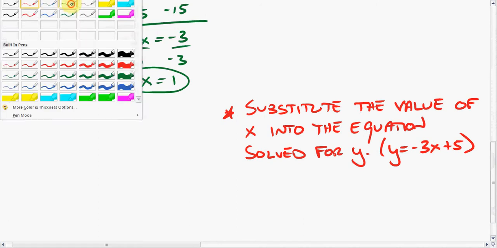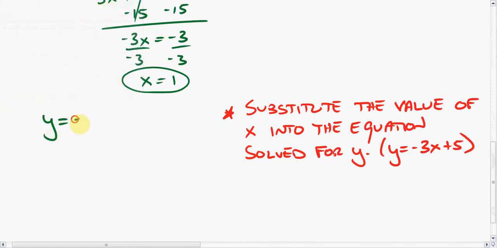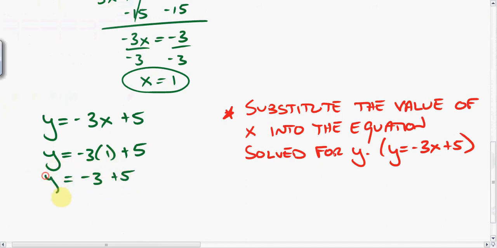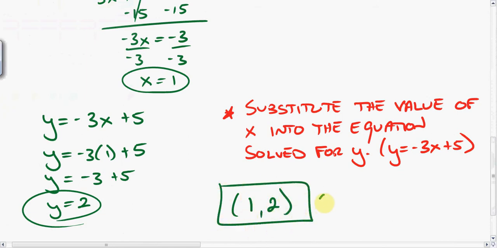So I'm going to take that equation, y equals negative 3x plus 5. I'm going to substitute in the value of x, which we said was 1. So y equals negative 3 times 1. So when x is 1, what's y? y is negative 3 plus 5, and y equals 2. So when x is 1, y is 2. So my solution is 1, 2. This is your solution.